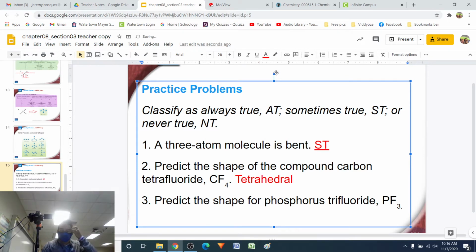Okay, there you go. All right, taking a look at number 3. It says predict the shape of phosphorus trifluoride, PF3. So let's go back to our paper. We're going to have to draw this out again, and we'll go from there.